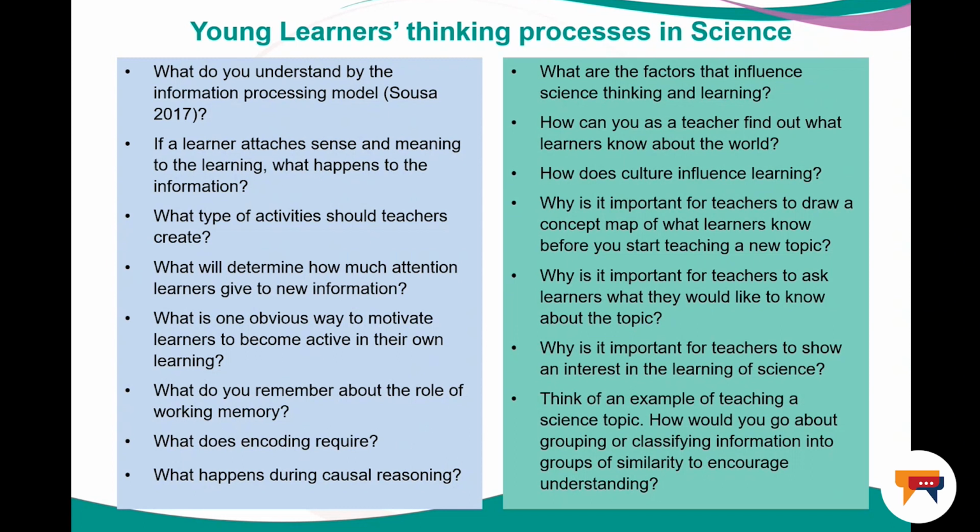How would you go about grouping or classifying information into groups of similarity, to encourage understanding? Remember, when it comes to insects such as bees, wasps, butterflies, ants, cockroaches, they all have 6 legs. They may or may not have wings, but they all have an exoskeleton. Some of them do not have lungs to breathe, but have a network of tiny tubes. So in science, we group or classify all living things into larger and larger groups of similarity.